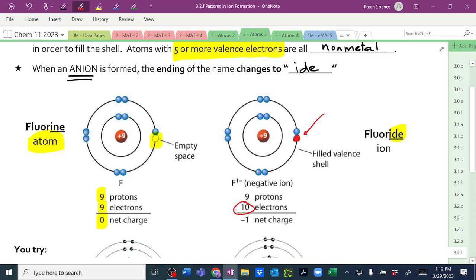So when we write the symbol for fluorine, it's just F. When we write the symbol for fluoride, it is F minus.